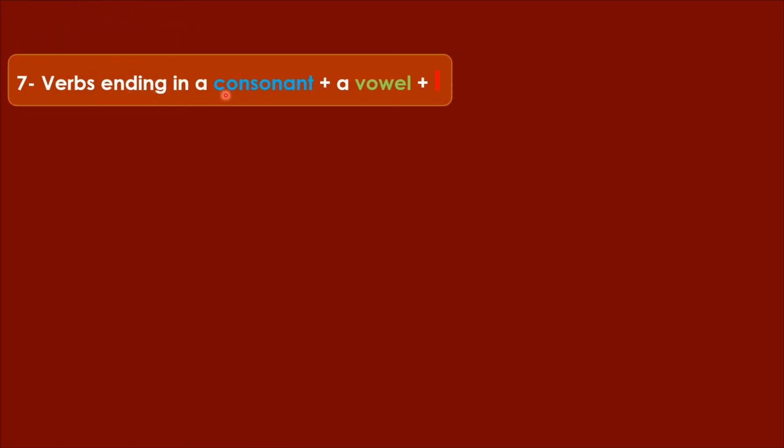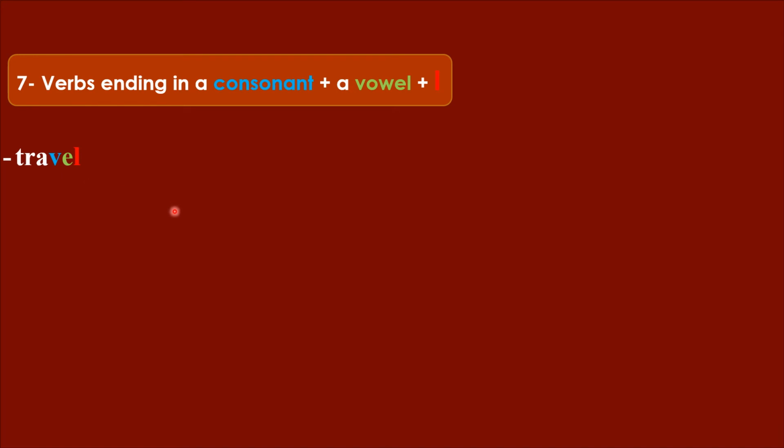More rules. Number 7. Verbs ending in a consonant plus a vowel plus the letter L. For example, travel. Travel ends in V, which is a consonant, and then the letter A, a vowel, and then the letter L.